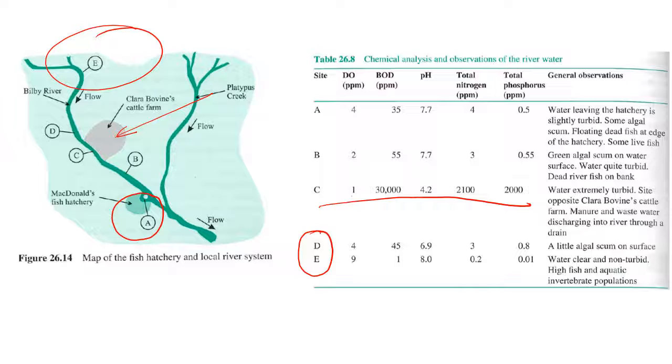The reason site E is so important is because, for all intents and purposes, it is the control. It is the natural flow of the water. Site E has excellent quality water. It's clear, highly oxygenated, and its quantities of nitrogen and phosphorus are incredibly low.